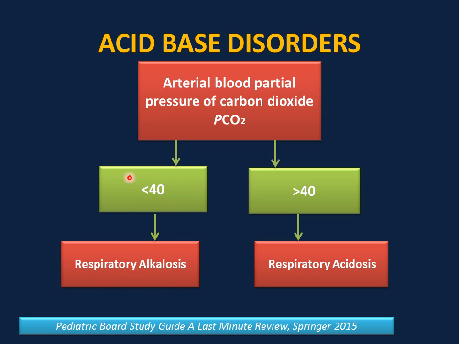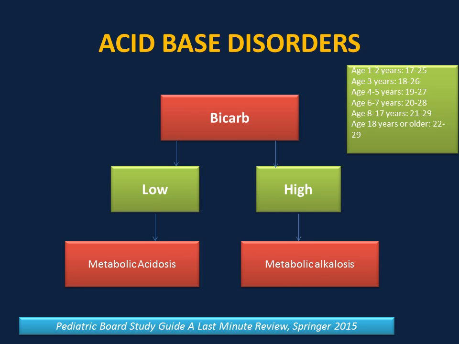So PCO2 less than 40, respiratory alkalosis. More than 40 is respiratory acidosis. The next value that is very important to understand on the ABG is bicarb. If the bicarb is low, this indicates metabolic acidosis. If the bicarb is high, this indicates metabolic alkalosis.